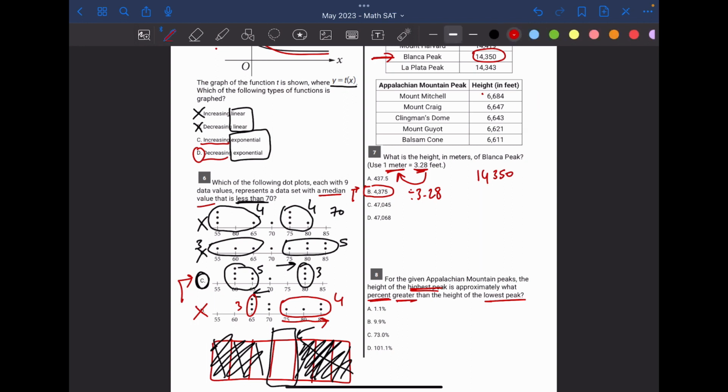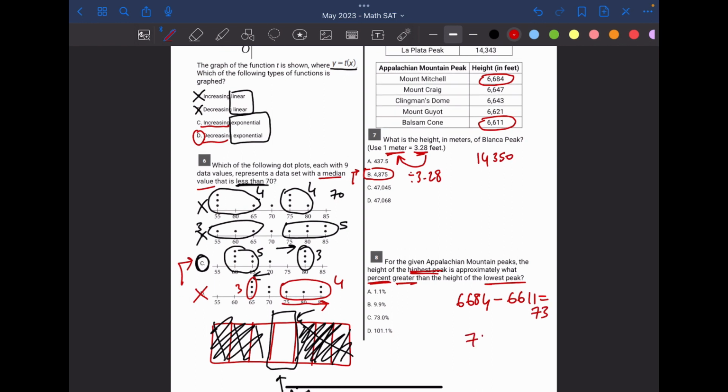The highest one is 6,684 and the lowest one is 6,611. So if you want to find the difference between those, you'd obviously have to subtract. So 6,684 minus 6,611 should equal 73. And then after that, it's pretty simple.